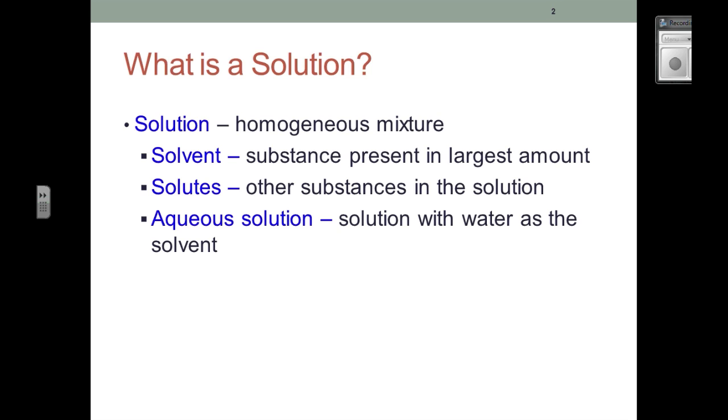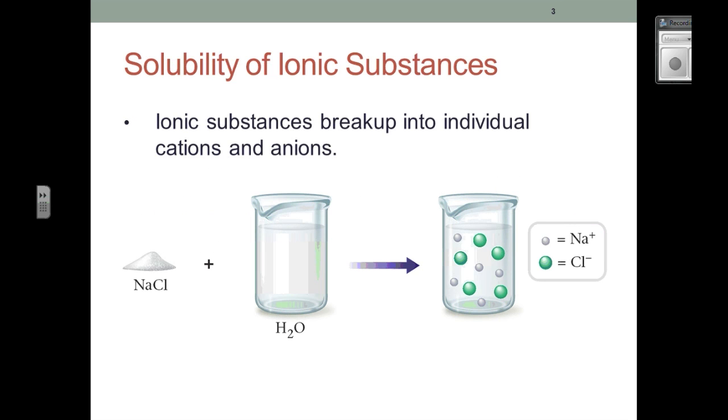Or, what do you guys think is probably our other most common solution? Salt in water. Solubility of an ionic substance. So salt, NaCl, what type of bond is that? Good. It's an ionic bond. What do we have to make up an ionic bond? What is it, Jack? Good. A metal and a non-metal.